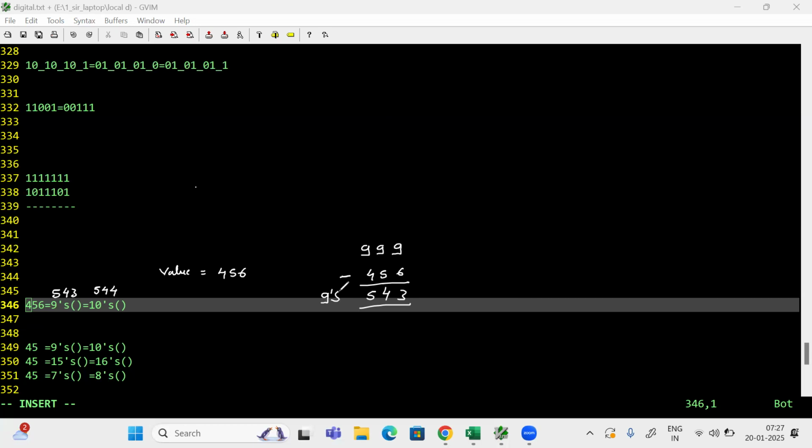Tens complement means what? Is it correct? Any doubt? Okay. I'll give you a minute time if you want to copy. Here. So value minus 999 will give you ninth complement plus 1 will give you tenth complement.